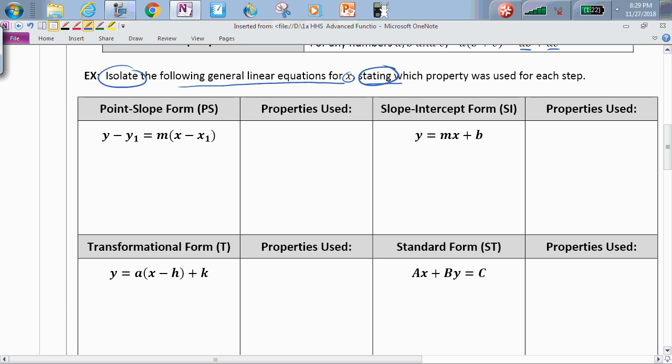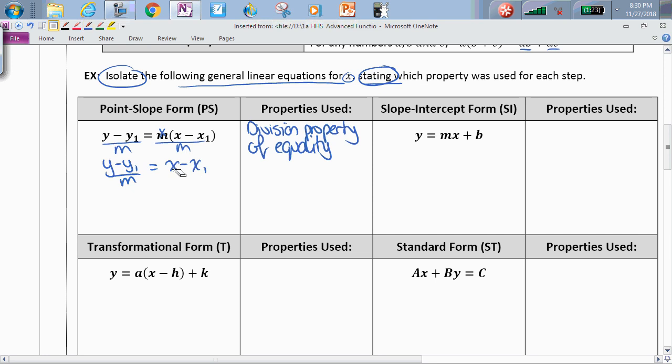We're going to isolate for x. So first things first, we try to get to this x. We want to get rid of this m, and we divide both sides by m, and that takes care of that part. This is the division property of equality. So then we're left with y minus y sub 1 over m equals x minus x sub 1.